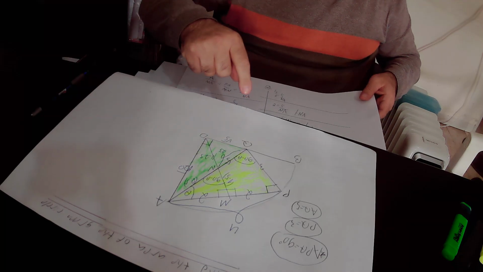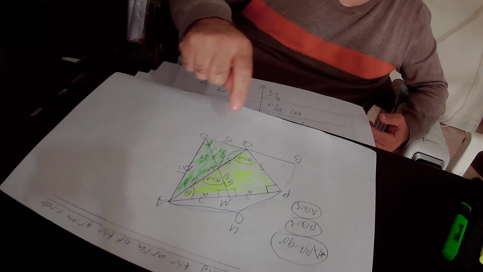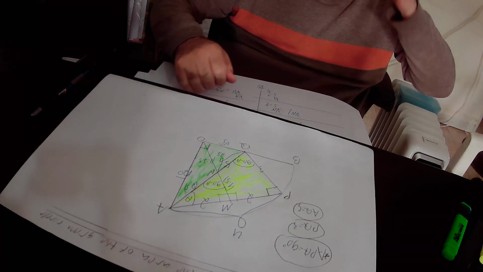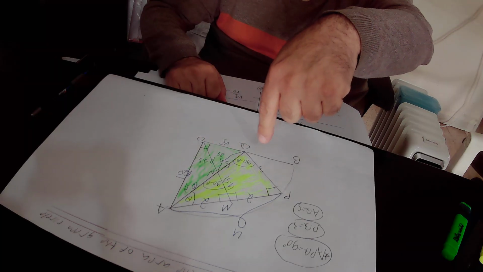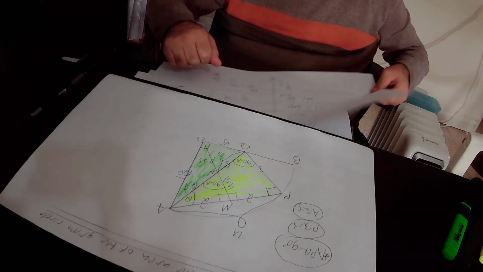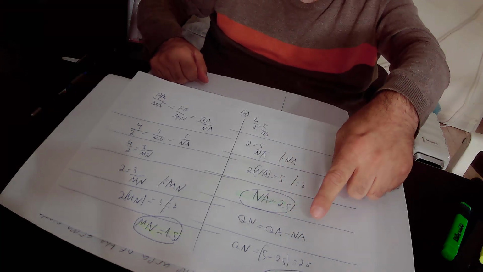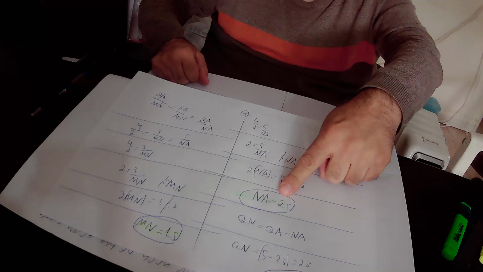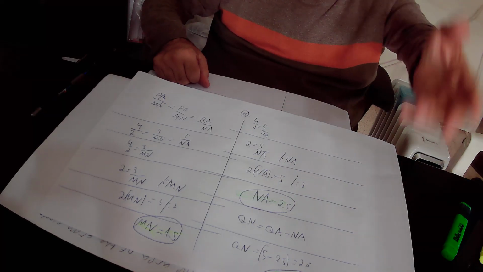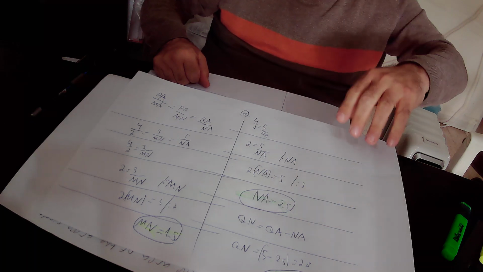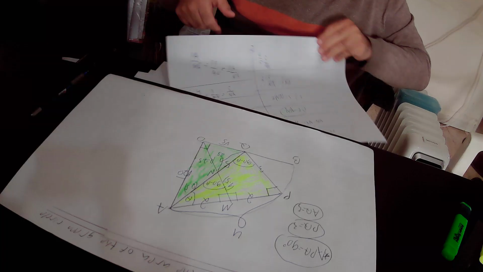What is the length of line segment QN? From the drawing it is very easy to see that QN equals QA minus NA. QA is 5 and NA is 2.5. So QN equals 5 minus 2.5, that is 2.5. So in conclusion, QN equals 2.5 units in length.